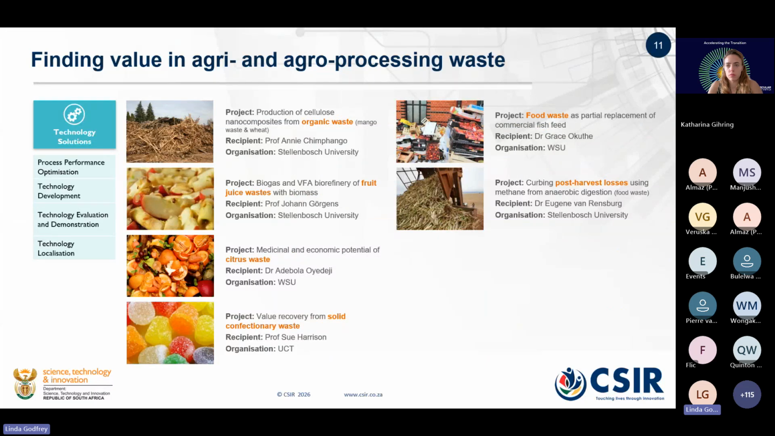Continuing that, you can see some of the other: mango waste, wheat, fruit juice waste, citrus waste, solid confectionery waste, food waste. So now we start to get more into the food waste streams, post-harvest losses again from food waste. And again, exactly the same logic is how do we find value in these agri and agro-processing waste streams? Because if we can find value, we can divert these waste streams from disposal to land, very often disposal to uncontrolled or controlled dump sites, and rather into new economic opportunities.